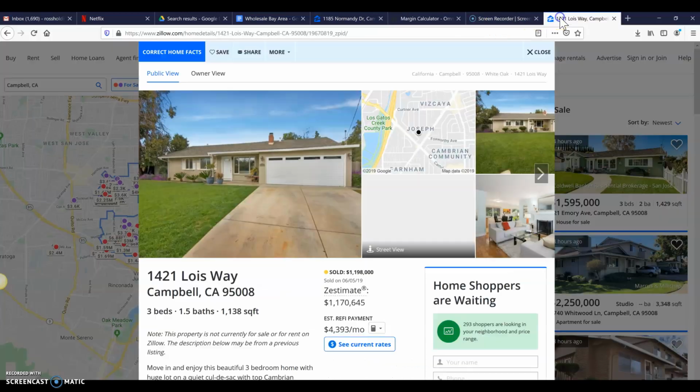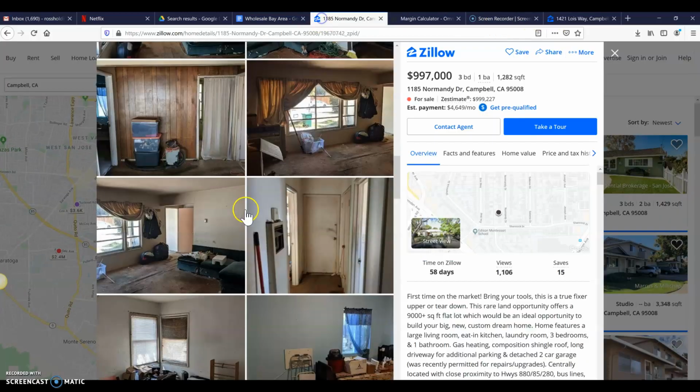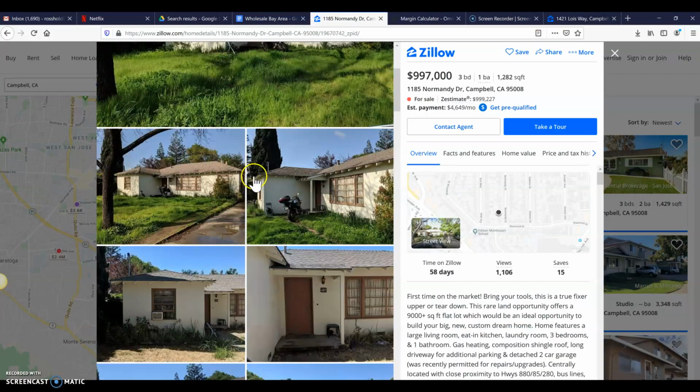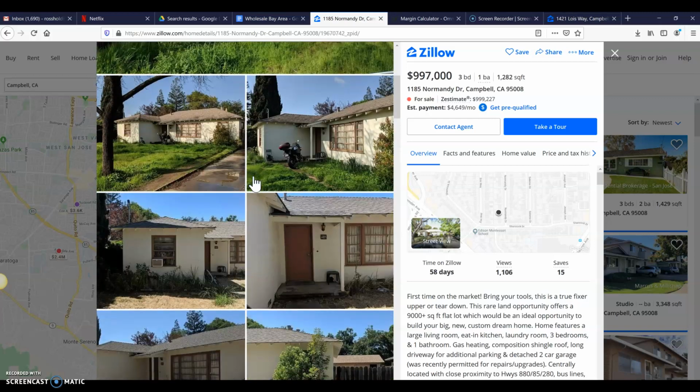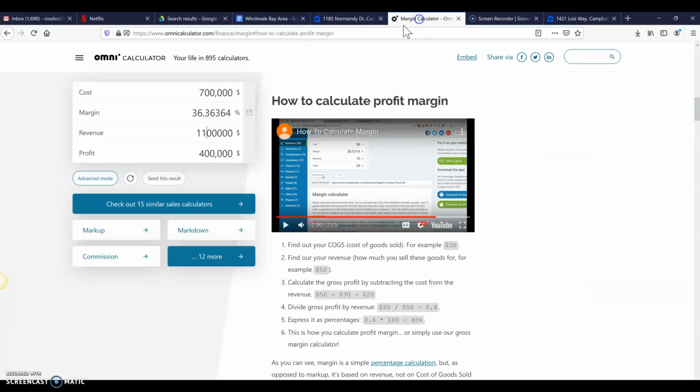If I were to buy this at 700,000, it makes sense for me, and it should probably make sense for any other investor as well. That's pretty much how we calculate the numbers. Cost is going to be the offer price. The margin is the difference between the offer price and the ARV. The revenue is ARV. So if you use a calculator on your cell phone, same thing: the after repair value, ARV, is going to be revenue, and the offer price is going to be cost.